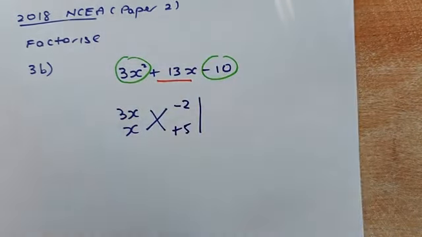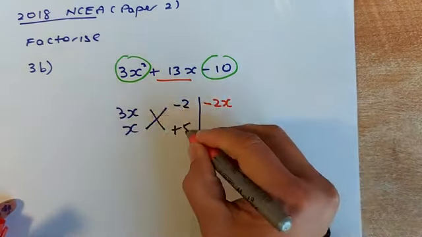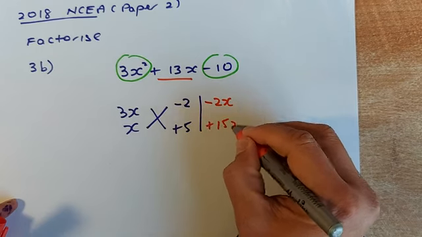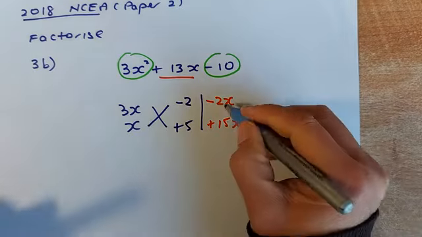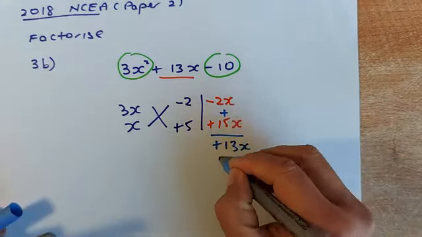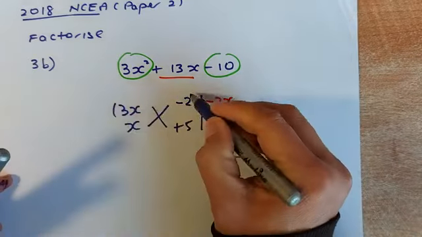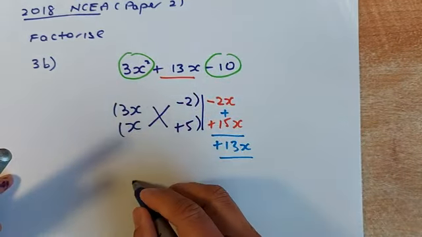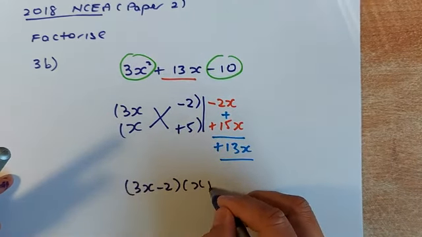Try it out. Not sure, just try it out. If you don't get it right, try again. So x times negative 2 is negative 2x. 3x times 5 is positive 15x. The last step you're going to do, you're going to add them up. So if you add them up, 15x minus 2x is going to be plus 13x. And we are lucky, that number and that number coincide. And then we can conclude it by putting a bracket. And the answer is going to be 3x minus 2, and the last one, x plus 5.